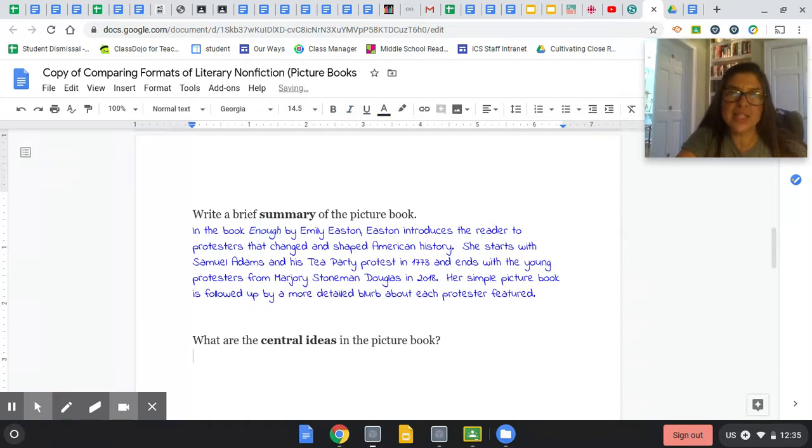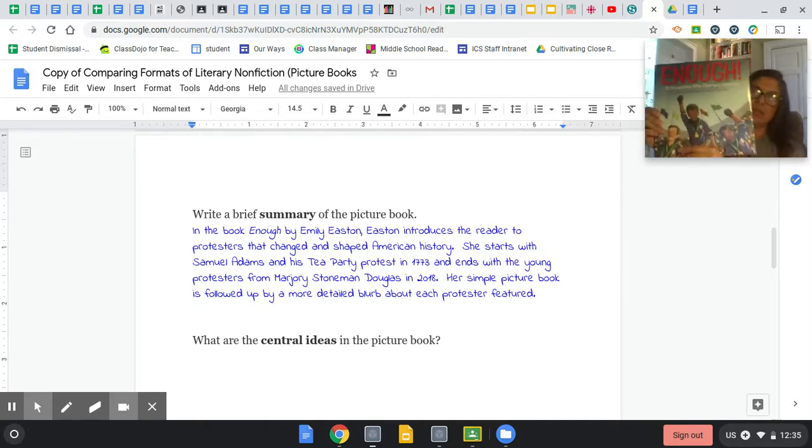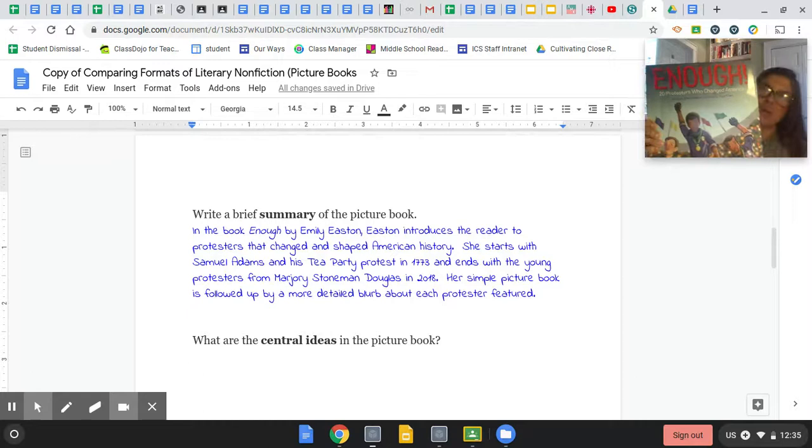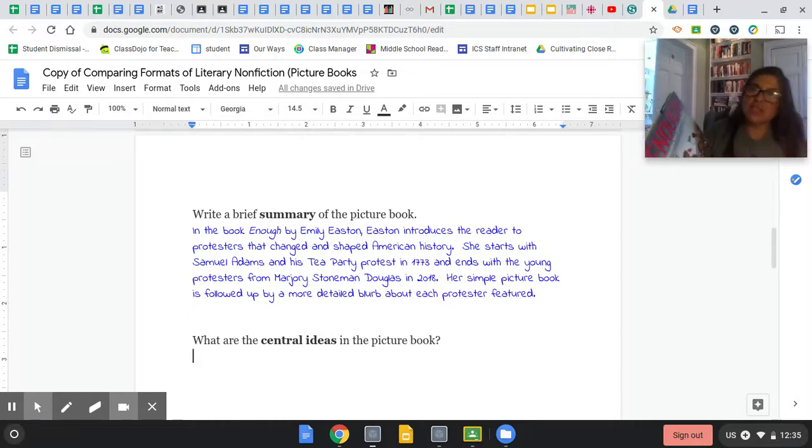Now, the next thing you're going to do, you're going to ask yourself, what is the central idea of this picture book? So what is the point that Emily Easton is trying to get across to her reader through this book? So if I were to sum that up in one sentence, I might say that protesters from all walks of life, young, old, male, female, all kinds of sexual orientations, can change the world. They can change history. So I think that is a central idea of this picture book.